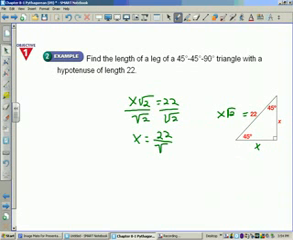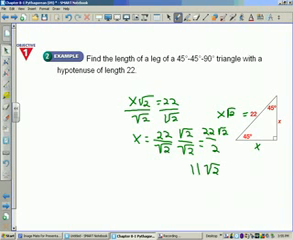I can't have square root of 2 in the denominator, so I multiply top and bottom, not both sides. This is the equivalent of multiplying by 1. So I get square root of 2 times square root of 2 is 2. 22 roots of 2. I'm almost done. 2 goes into 22 11 times. So my answer is 11 roots of 2. And unless the problem says to write it as a decimal, always leave it as a simplified radical.